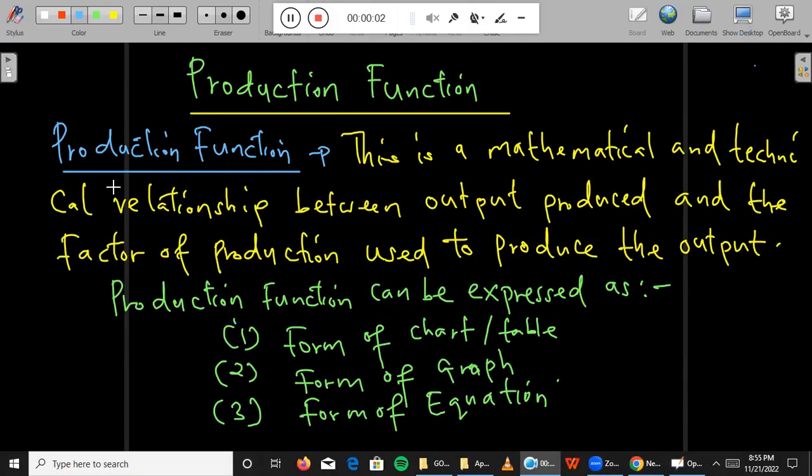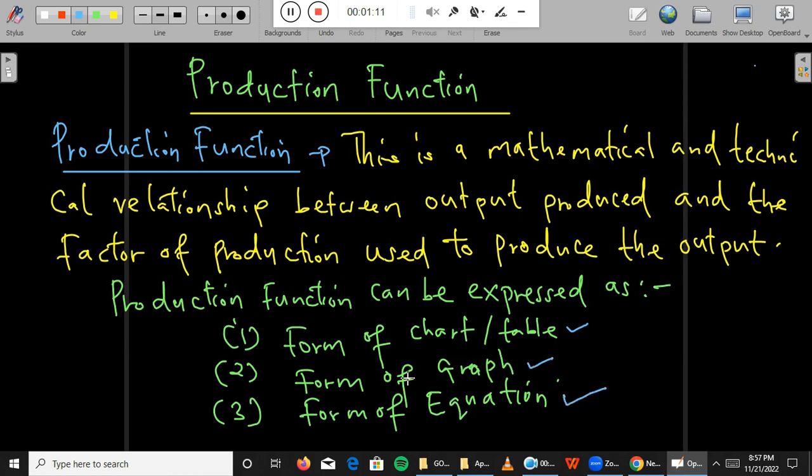Let's come to the production function. The production function is a mathematical and technical relationship between output produced and the factors of production used to produce the output. A production function can be expressed in the form of a chart or table, a graph, and an equation. So if you want to look at the relationship between the output produced and the factors of production, you consider the production function.